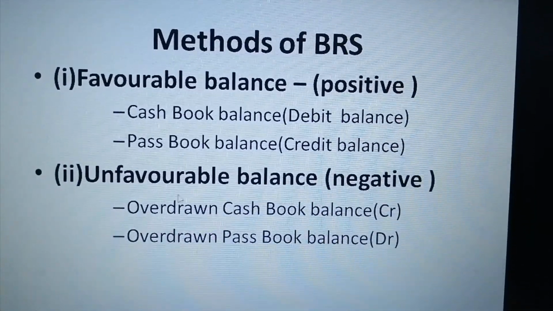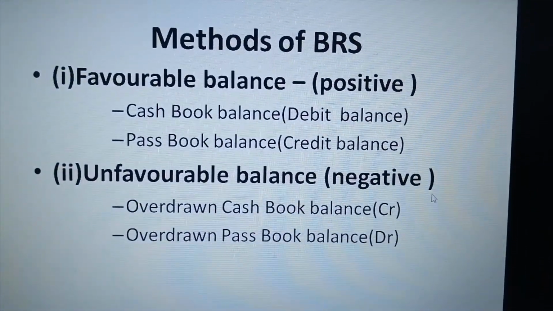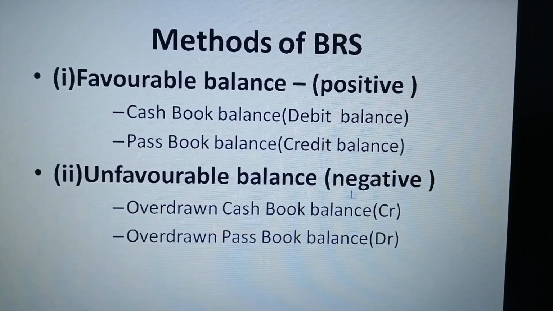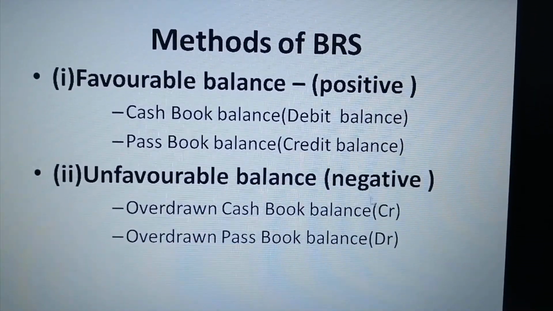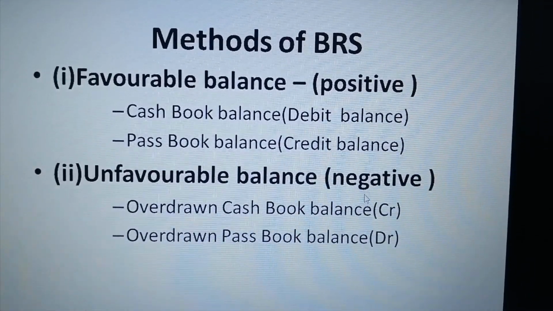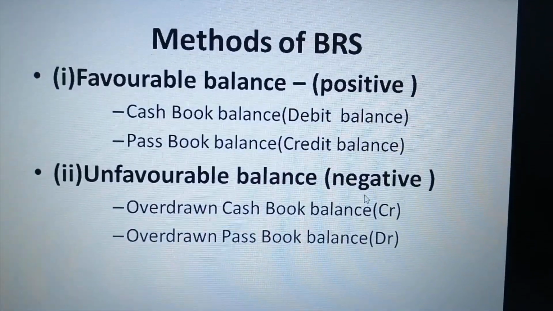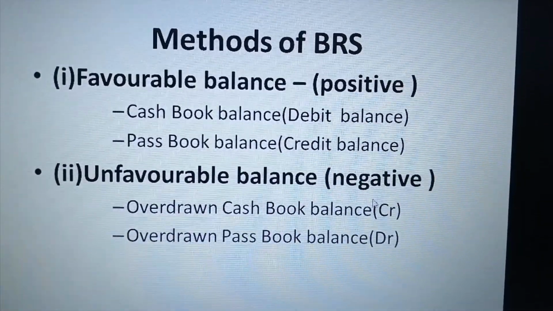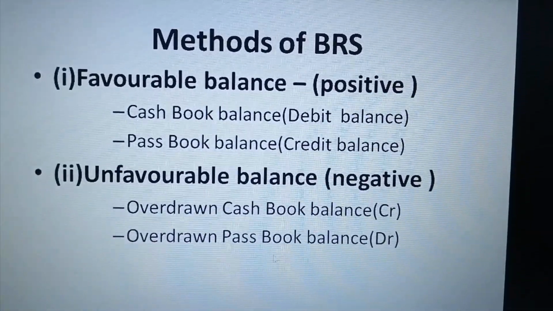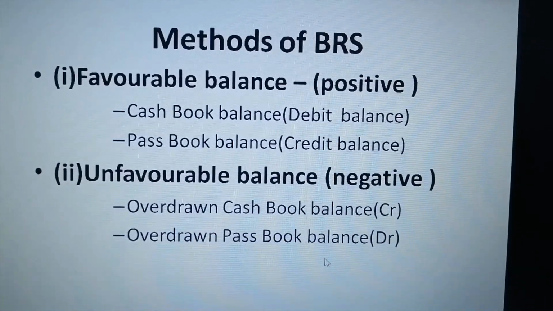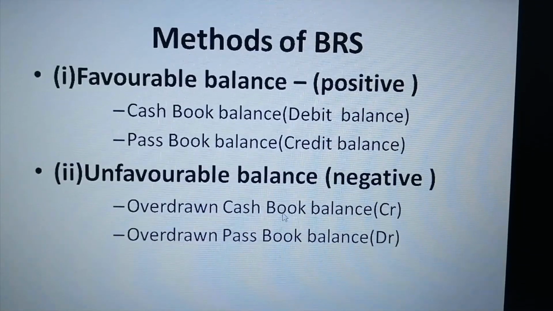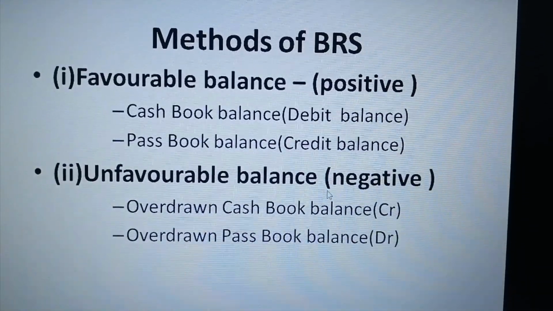Next one is unfavorable balance or negative balance. Whenever a customer takes any overdraft, his account shows a negative balance. Overdraft is a facility provided by banks to the customer to withdraw an excess amount over what is deposited into the account. Credit balance of the cash book and debit balance of the passbook is the indication that an overdraft has been taken by the customer. This is the situation in which the unfavorable balance arises.